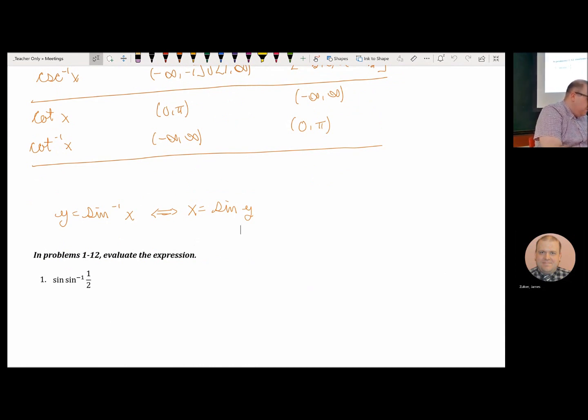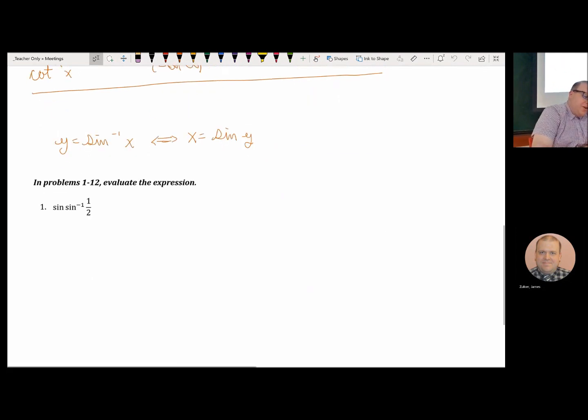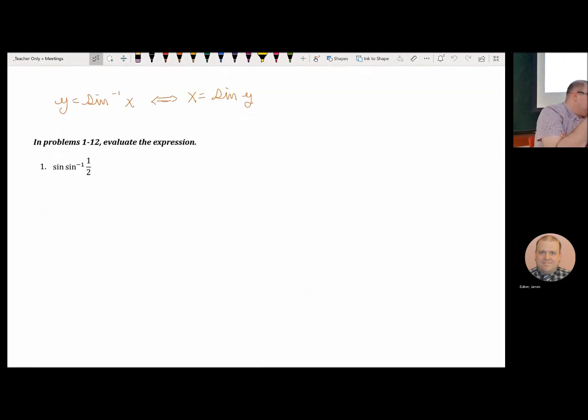So we're going to evaluate 12 expressions. Sine of the inverse sine of 1/2. They just undo each other. It's 1/2. Now they only undo each other as long as what you're taking the inverse sine of is in the domain of inverse sine, or in the range of sine. So if that was inverse sine of 2, that would be undefined.